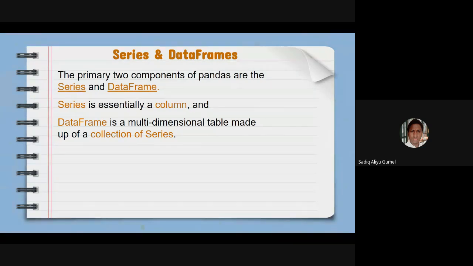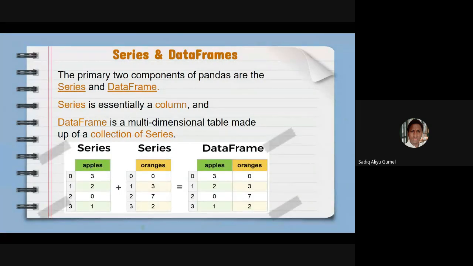Series is essentially a column, just straight data, while data frame is a multidimensional table, just like an Excel file or a comma separated file, which includes rows and columns with cells. We'll look into this example. You can see that series just contains a straight column, while a data frame contains 2 or more columns with rows and columns.